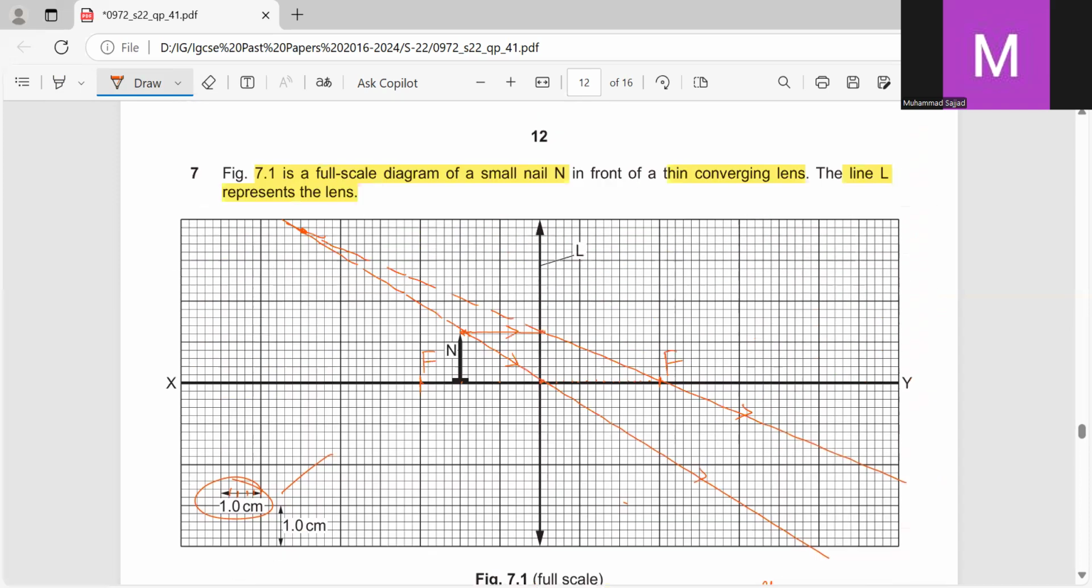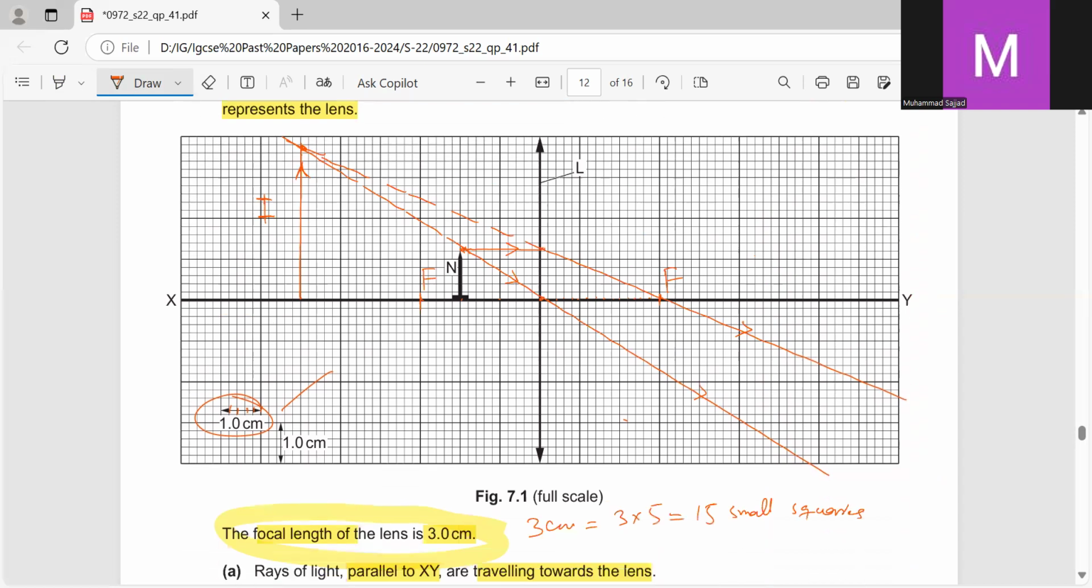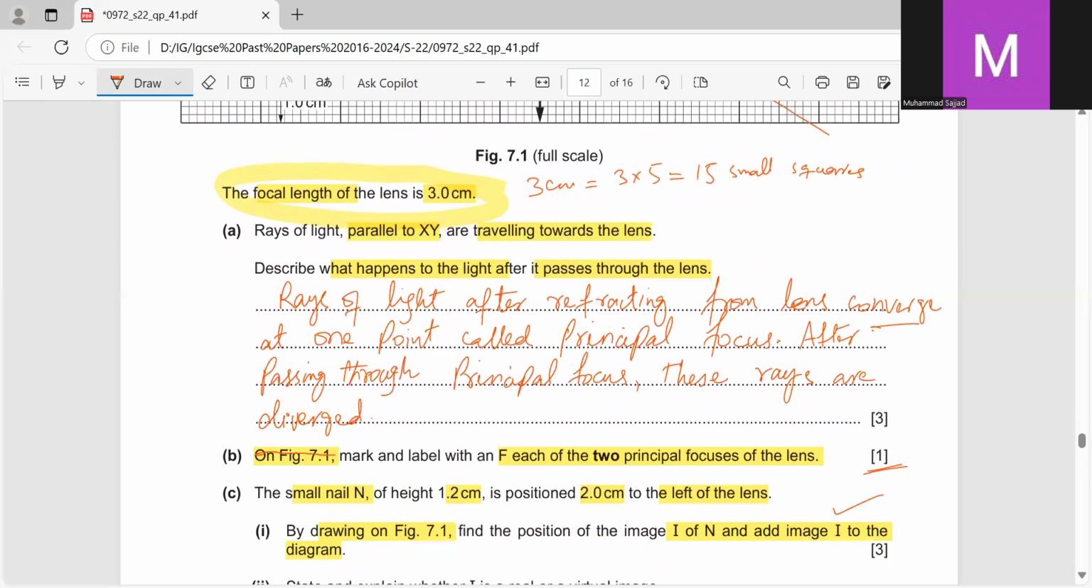So not only will we show the intersecting point, but also the image will be shown. And the image is always directed from the principal axis towards the point of intersection. So the arrow will be upward and the image I we will mark like this. We have scored the 3 marks.